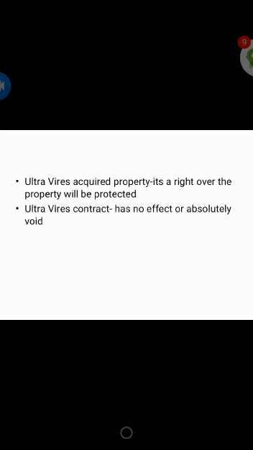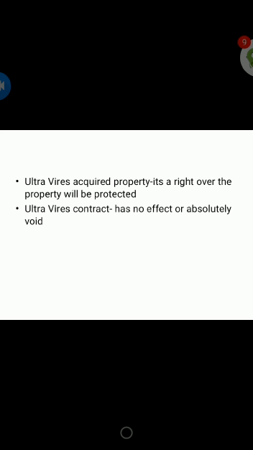The next is ultra vires acquired property. As I have explained in the previous slides, XYZ is a person who is going to lend money to the company, and the company is using it for an ultra vires transaction. In that case what happens? The third party cannot recover the money, but he can take a right over the property, which will be protected, and we can say he can recover the goods if they are properly identified.